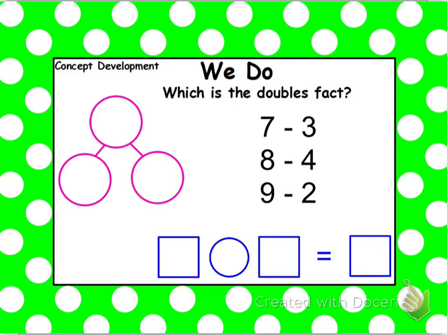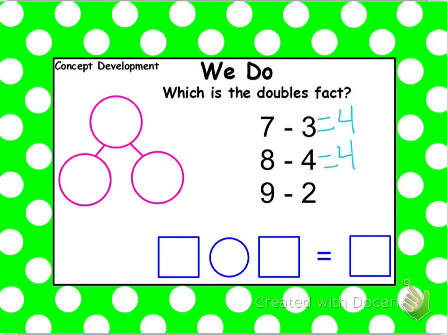So now, moving on to this one. We're going to kind of do this one together. It says, what is the doubles fact? Well, let's see. 7 minus 3 equals, 7. Take away 3. 1, 2, 3. How many is left? 4. 8 minus 4 equals, well, let's see. Put up 8 fingers. 8. Take away 4. 1, 2, 3, 4. How many is left? 4.